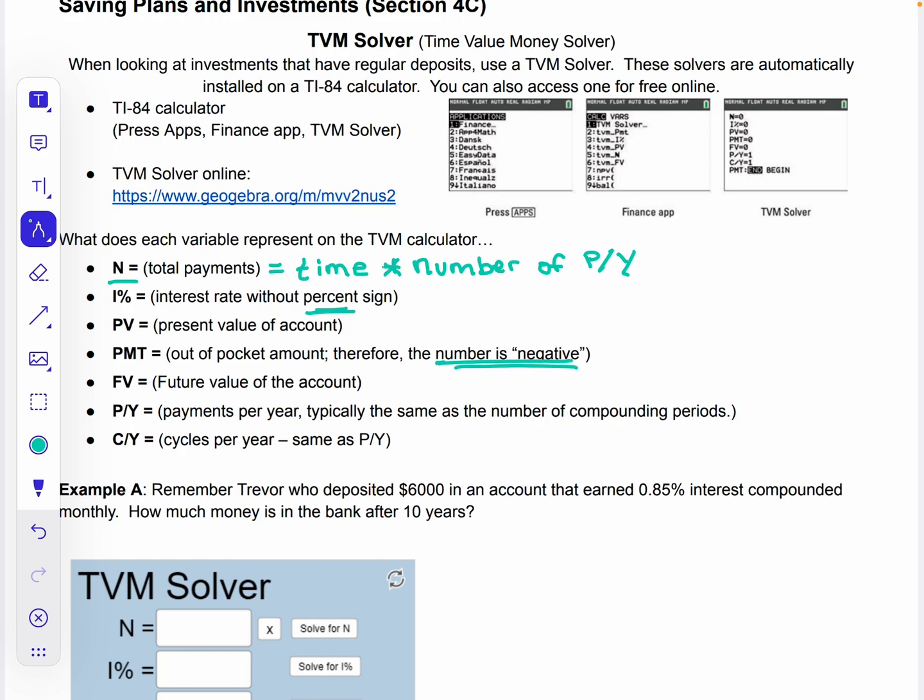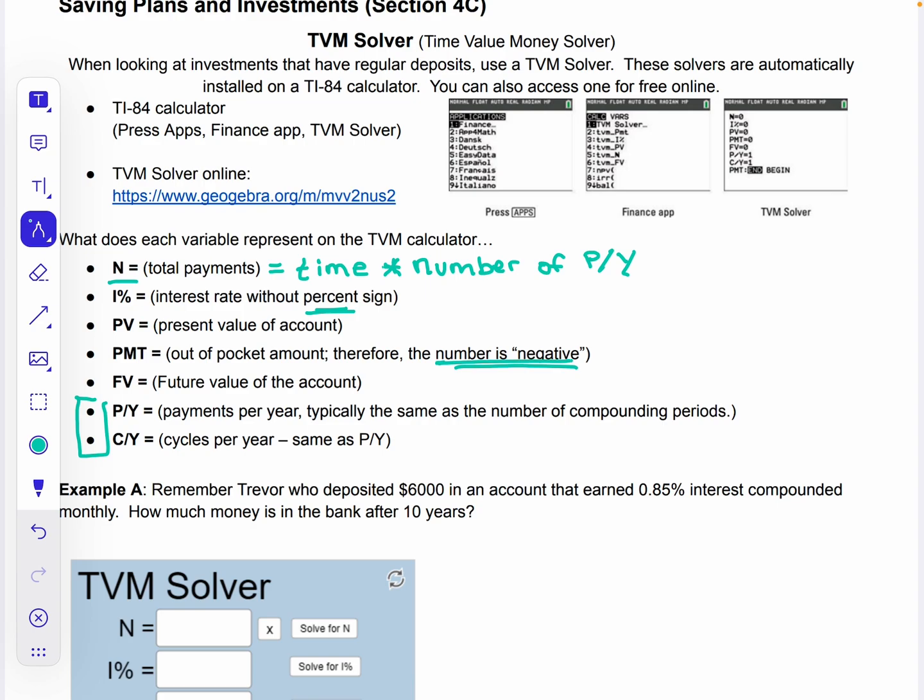All right, FV is the amount you get out of your account at the end. And then our P/Y and C/Y, in our case, we're simplifying things. These will always be the same. P/Y is how many payments you're making per year. How often are you inputting money into the account? C/Y is cycles per year.